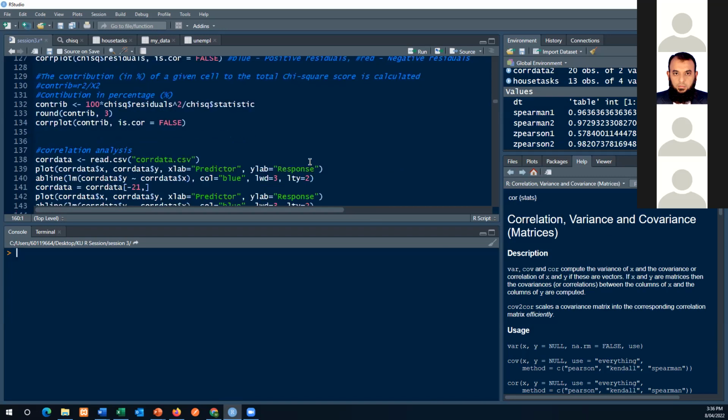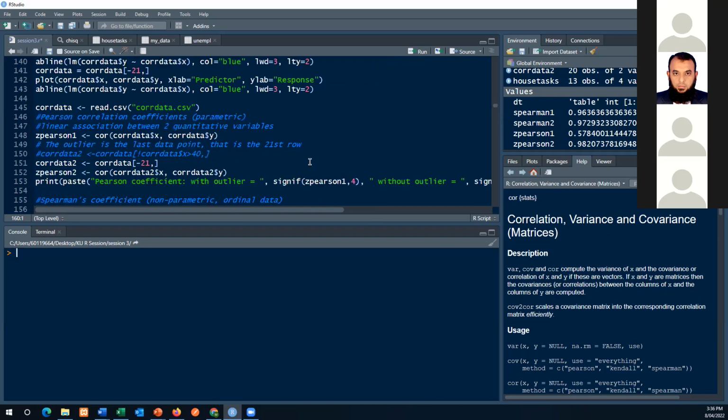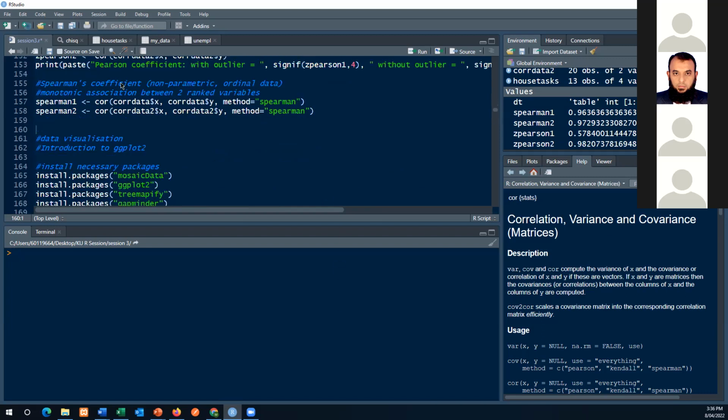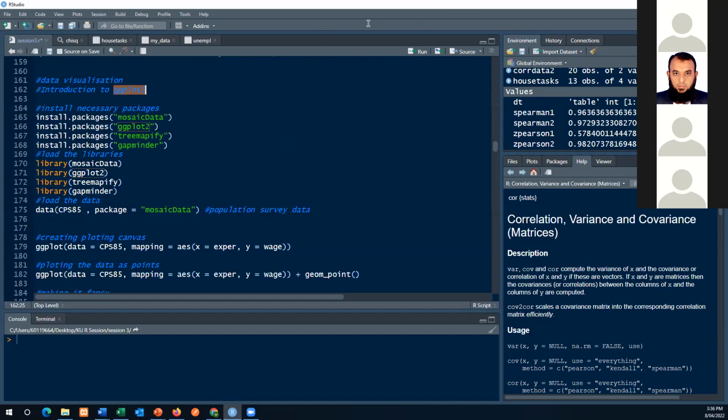Okay, so we step into visualization. Before we go for visualization, this is the introduction to ggplot. So ggplot, if I go to Google, ggplot2.